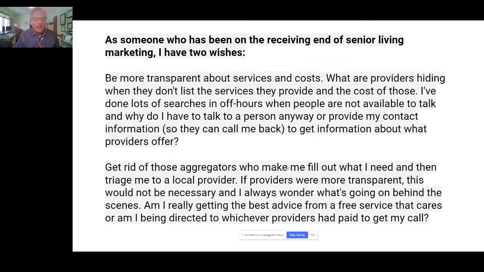The second thing, I don't know if there's anything we can do about it, but I think it's a valid point from a consumer. Get rid of those aggregators who make me fill out what I need and then triage me to a local provider. If providers were more transparent, this would not be necessary. And I always wonder what's going on behind the scenes. Am I really getting the best advice from a free service that cares, or am I being directed to whichever provider paid to get their call?